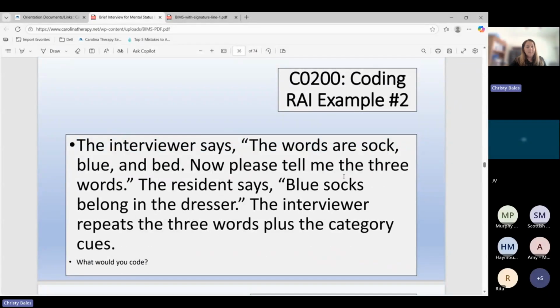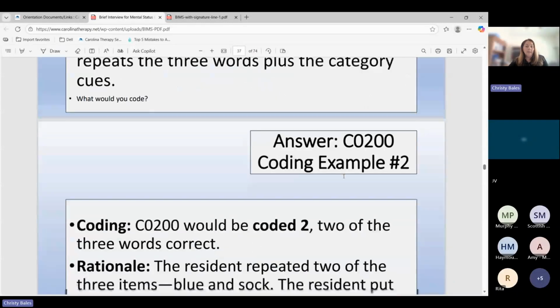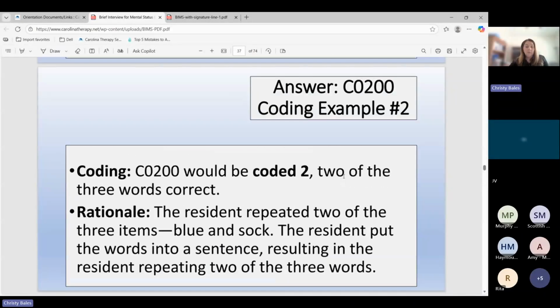All right, example number 2. The interviewer says the words are sock, blue, and bed. Now please tell me the 3 words. The resident says, "Blue socks belong in the dresser." The interviewer repeats the 3 words plus the category cues. What would you code? It would be 2. 2 of the 3 words are correct. The resident repeated 2 of the 3 items, blue and sock. The resident put the words into a sentence, resulting in the resident repeating 2 of the 3 words.